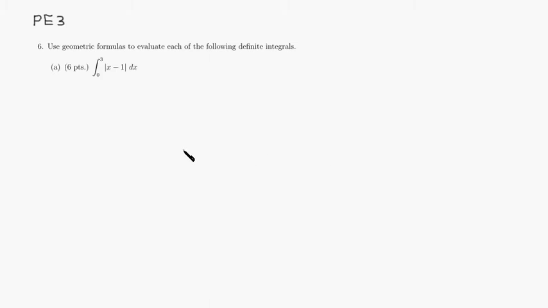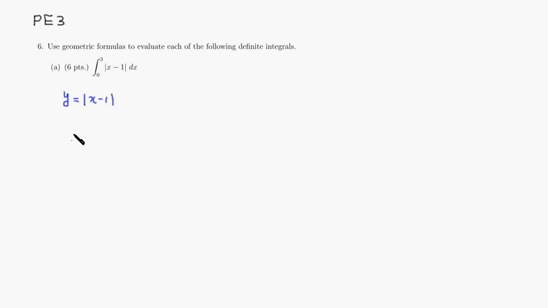All right, let's look at practice exam 3, number 6, part A. We want to evaluate this definite integral using geometric formulas. So let's do that. First we have to sketch the graph of y equals the absolute value of x minus 1.